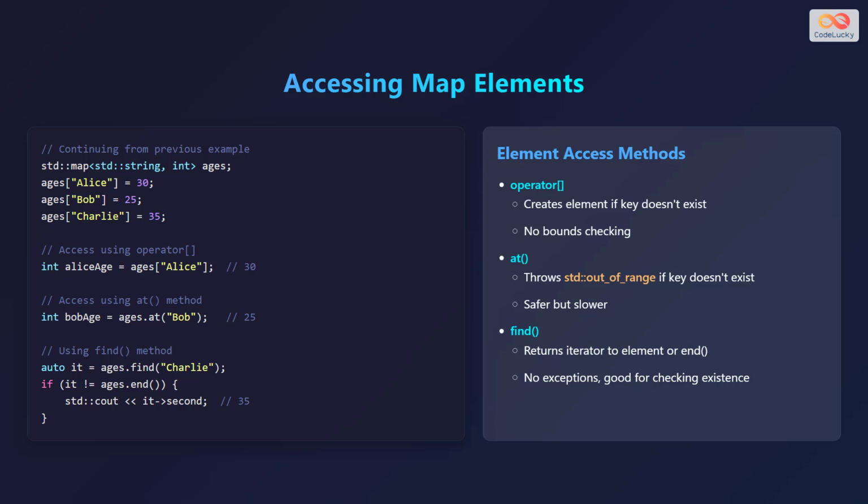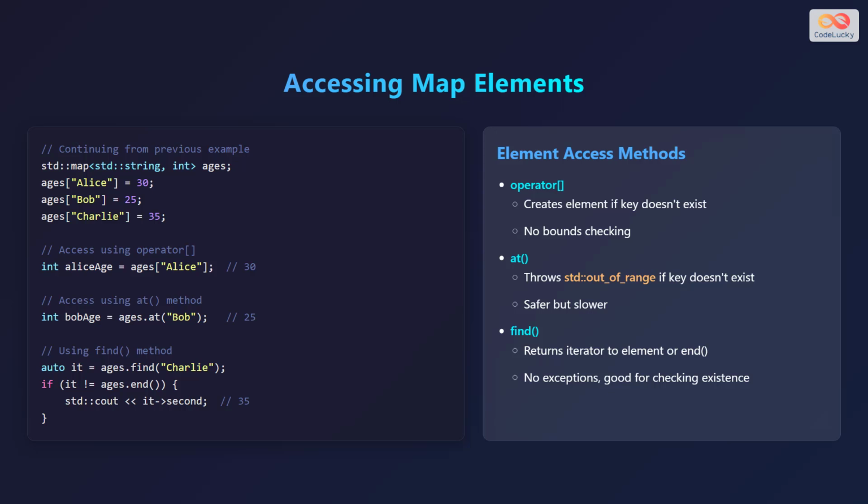Let's see how to access elements inside a map. Continuing from the previous example, we will access the map by using operator square brackets: int aliceAge = ages["Alice"]. This will store the corresponding value, 30, inside aliceAge. Next, to access the elements using the at method, use the following: int bobAge = ages.at("Bob"). This stores 25 inside bobAge. Finally, let's access the elements using the find method. auto it = ages.find("Charlie"). If it does not equal ages.end, then you can print the value to the console using it->second.